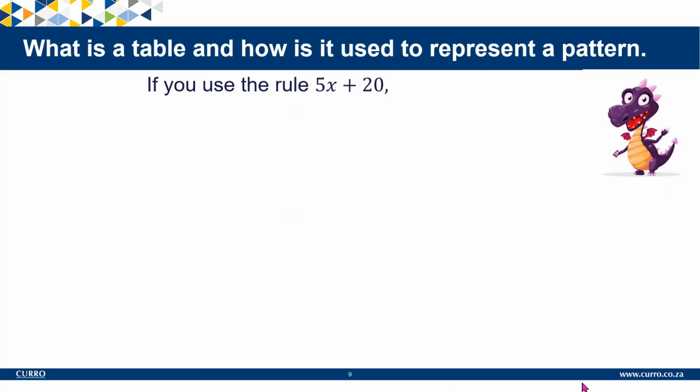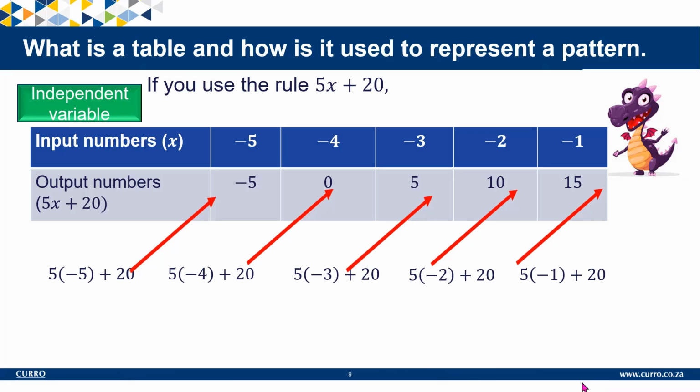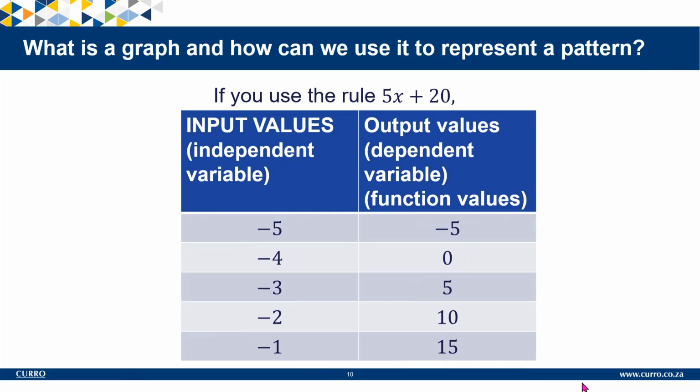What is a table and how is it used to represent a pattern? So we use the same rule 5x plus 20. A table is different to a formula and a flow diagram. It shows the input values and the output values in table form. So you've got your input numbers in the top row and your output numbers in the bottom row. The input numbers are represented by x, which is the independent variable, and the output numbers will be represented by y, which is the dependent variable. And again, we'll use substitution to find our output numbers. What is a graph, and how can we use it to represent a pattern?